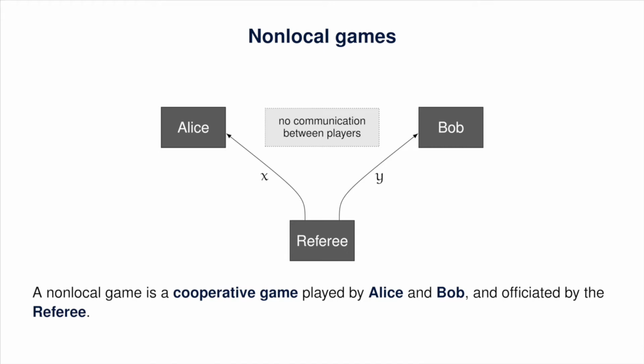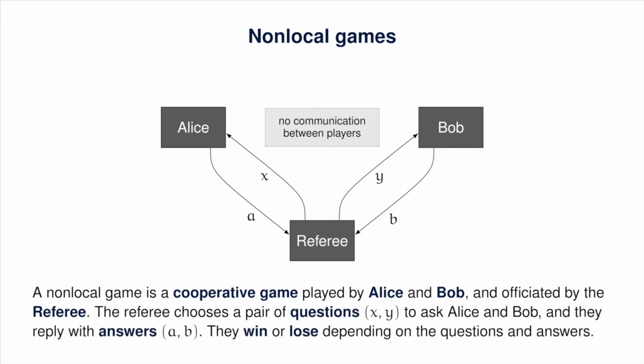In any case, Alice must respond with an answer A, and Bob must respond with an answer B. Each possible answer pair, A-B, is either a winning or a losing answer pair for each pair of questions X Y, and upon receiving Alice and Bob's answers, the referee will declare that they either win or lose.